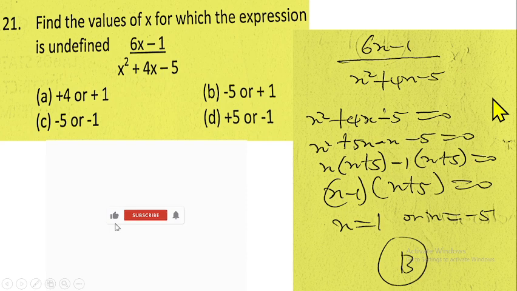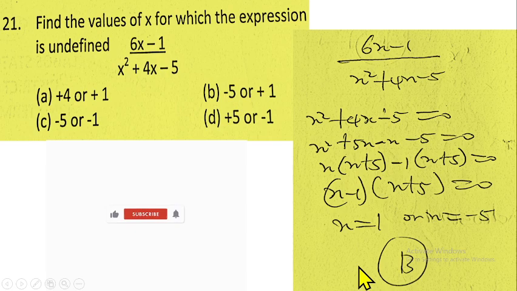So you can now solve this quadratic equation. You look for two numbers that multiply together to give us minus 5, and when you add them together give us plus 4. And that should be plus 5 and minus 1. If you factorize this, you have s minus 1 into s plus 5 equals 0. Then it means that s will be 1, or s will be minus 5. So option B is the correct option for question number 21.